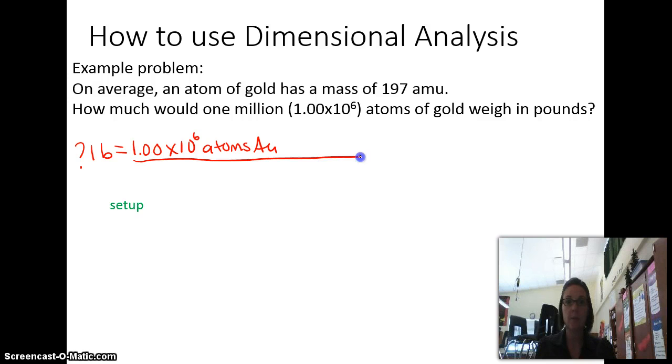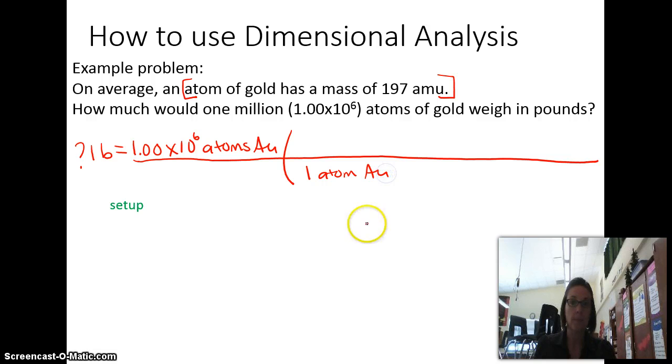Since I know these are related by ratios, I'm going to draw a really big numerator-denominator line. My first conversion factor needs to have atoms of gold in it, because I need something on top to cancel something on bottom. So if I look in the problem, they told me that an atom of gold has a mass of 197 atomic mass units. So I could put the information about 1 atom of gold in the denominator and the 197 atomic mass units in the numerator. That lets atoms of gold and atoms of gold divide out because one's in the numerator and one's in the denominator. So that would be our first conversion factor.